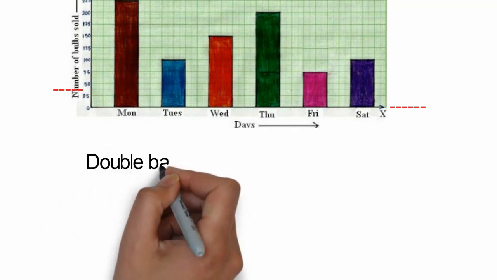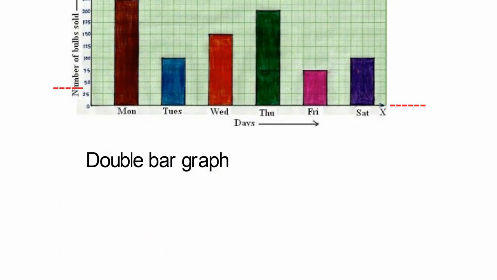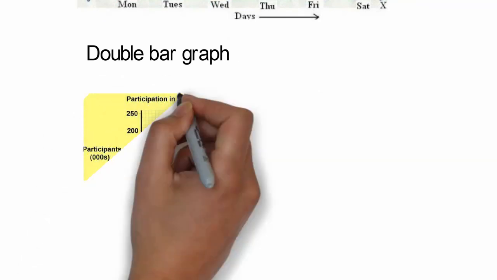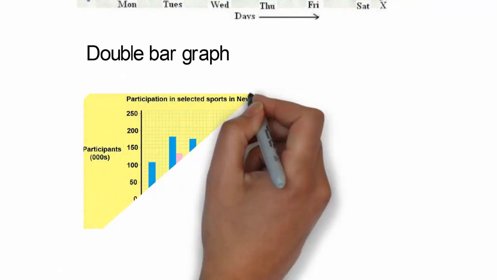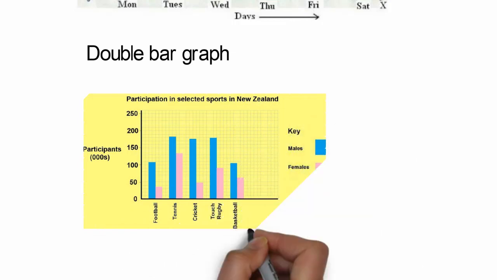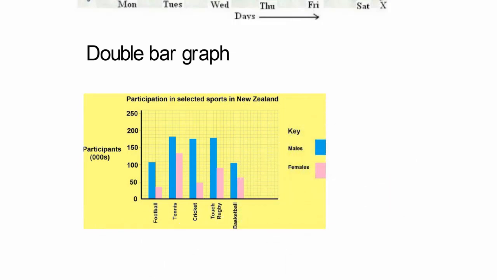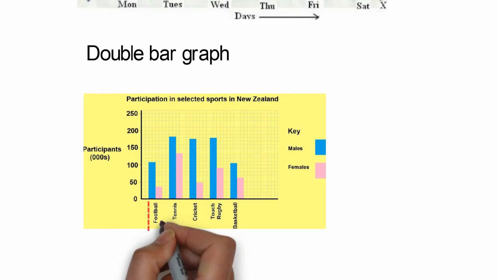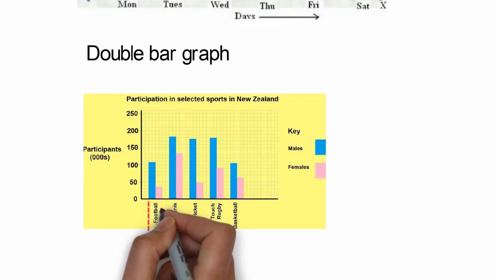Now come to the double bar graph. This you can understand again through the figure. The same way we have the graph, but here we have a graph of two observations together on the same graph. So one is denoted by a blue rectangular strip and another by a pink rectangular strip.